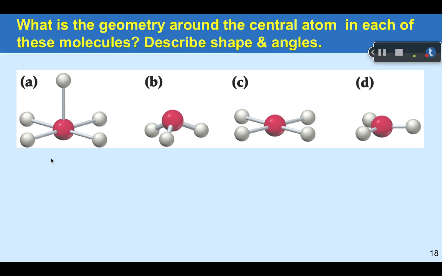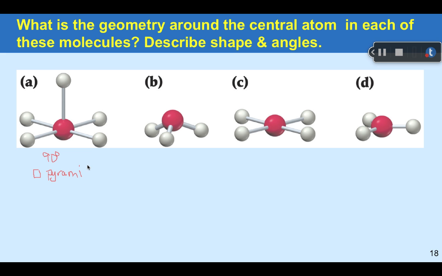It's not square planar, it's a square pyramid. So with the octahedral geometry, the angles are going to be 90 degrees, and it's going to be a square pyramid. In other words, the top is the top of your pyramid, and the base of that pyramid is a square.